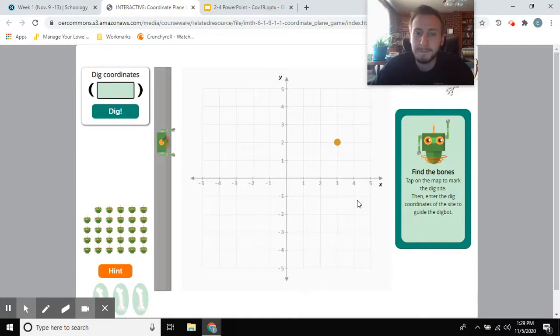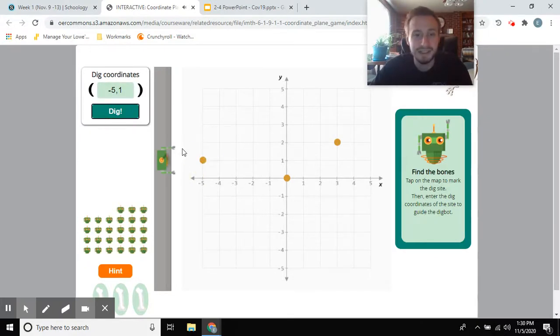I'm going to delete that. Let's click 0, 0, which is your origin. 0, 0. And I say dig. Nothing again. So I know there's no bone here. I know there's no bone there. And you're just going to keep going until hopefully you find all of the bones. So -5, 1, because my x value went to the left 5 times and I went up 1. So up here I say -5, comma 1. Dig.